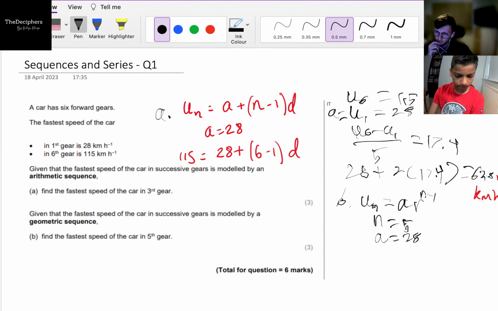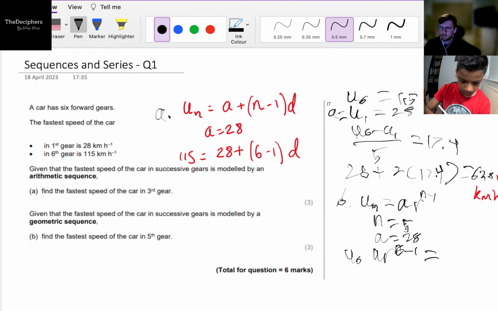So maybe we should sub in 6 then. Good. A r to the power of 6 minus 1 equals u of 6, which is 115. And a is 28.